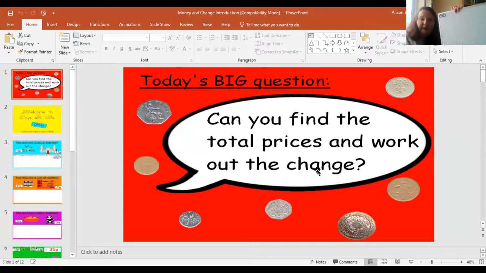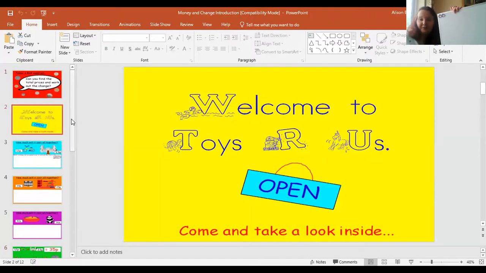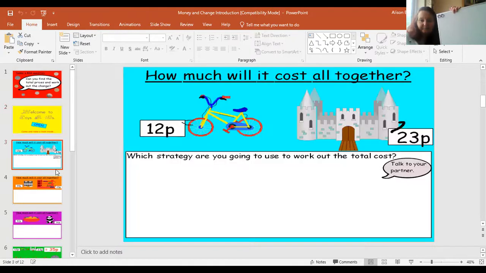So remember, when you pay for something, you're giving your money away, like a takeaway. And when you've got your change, it's how much you've got left in your hand. Right, so my shop is called Toys R Us and we're open. So come and take a look inside. I've got a little bike and a castle, and they've got some prices on them. Now we need to work out how much it will cost all together. So if I write down my 12p and 23p.